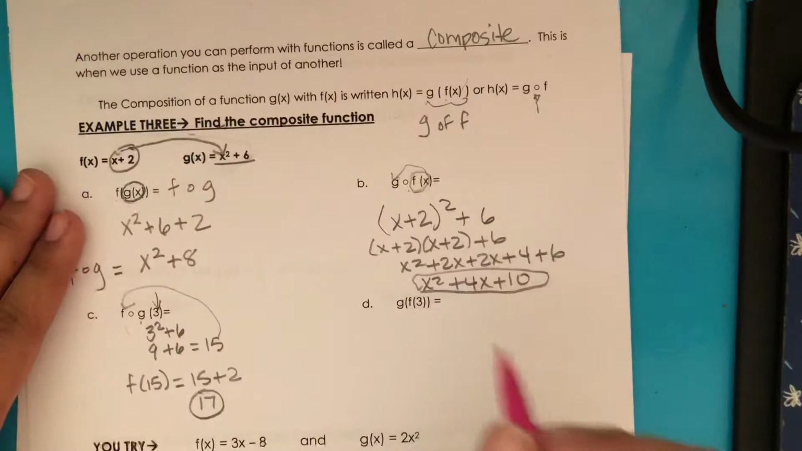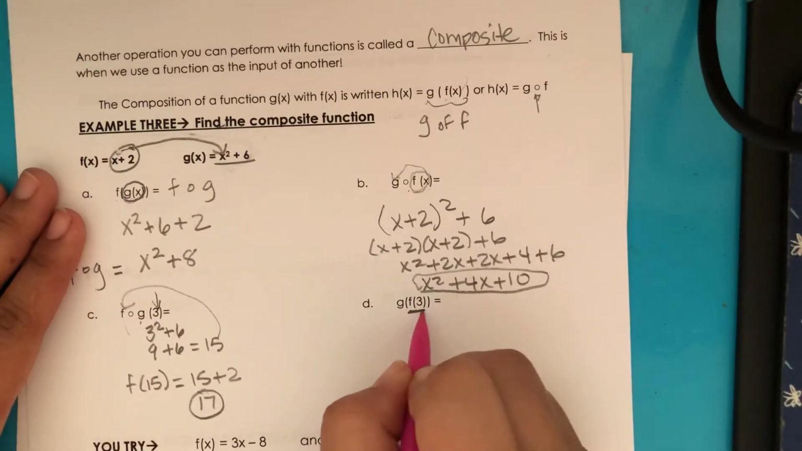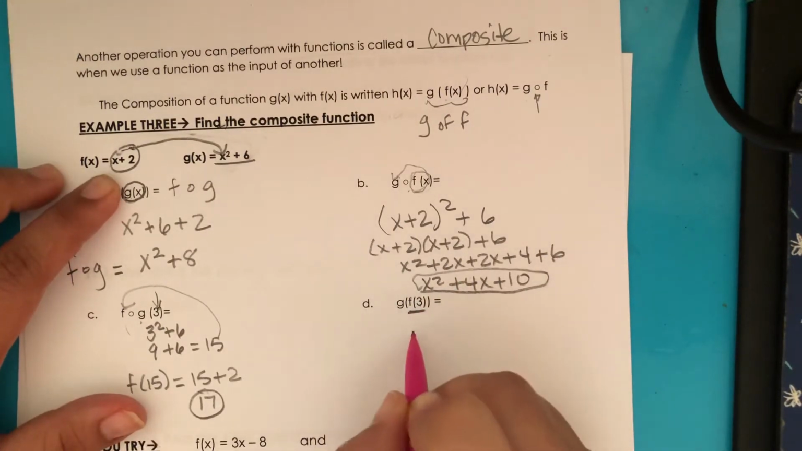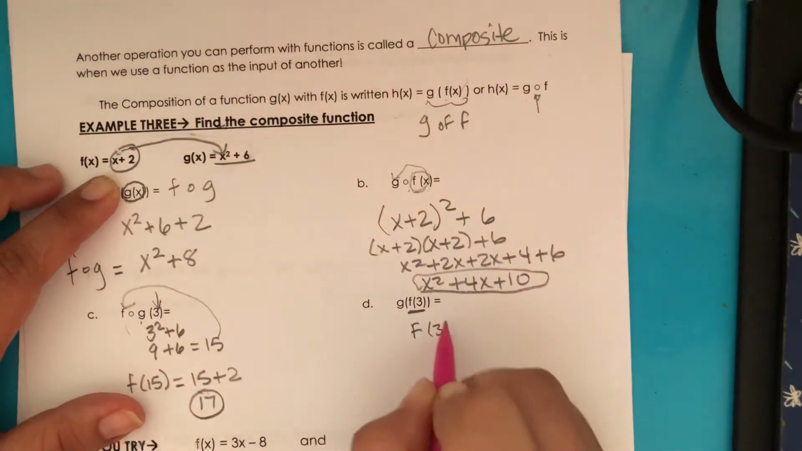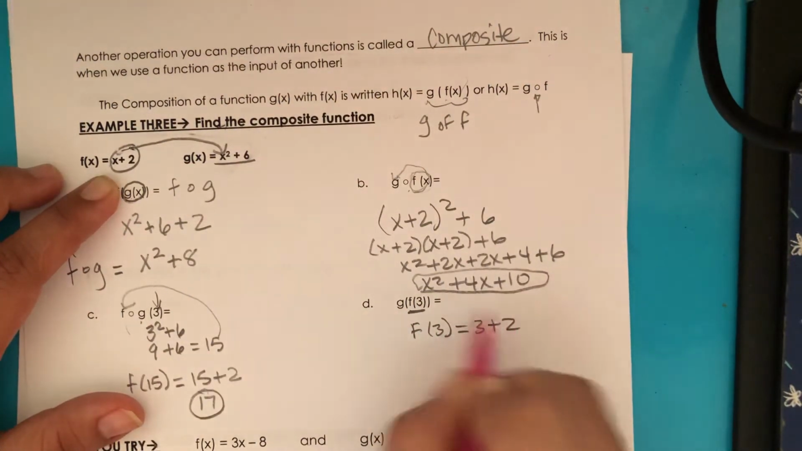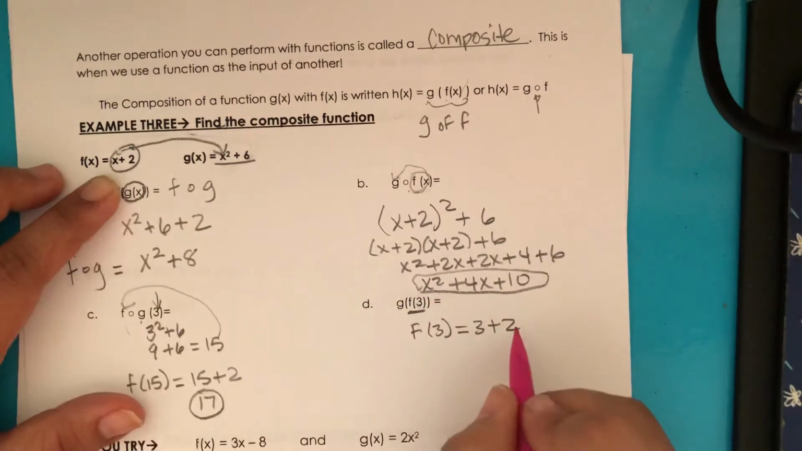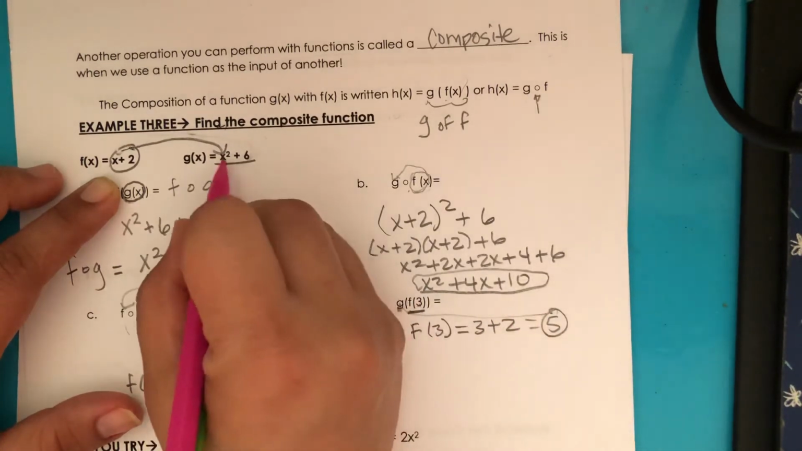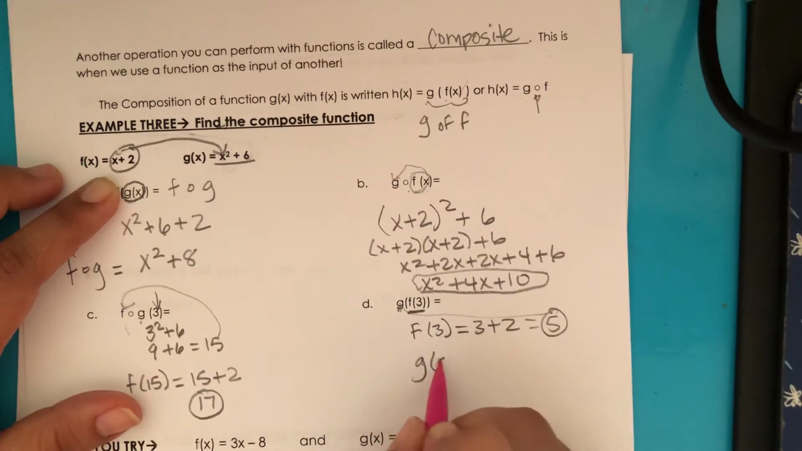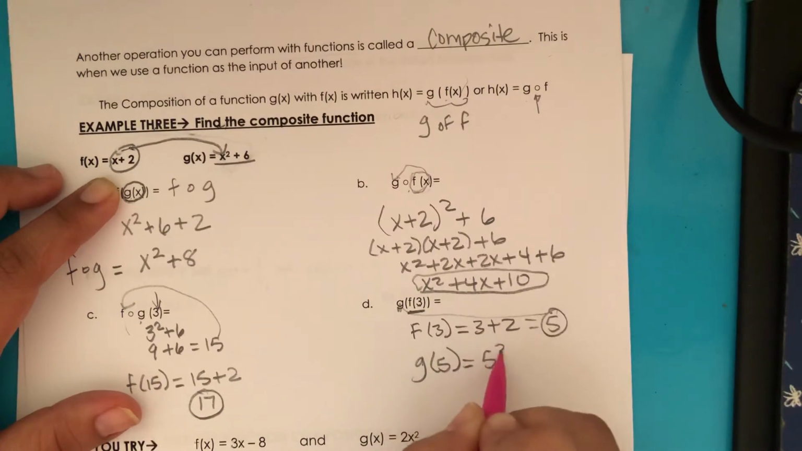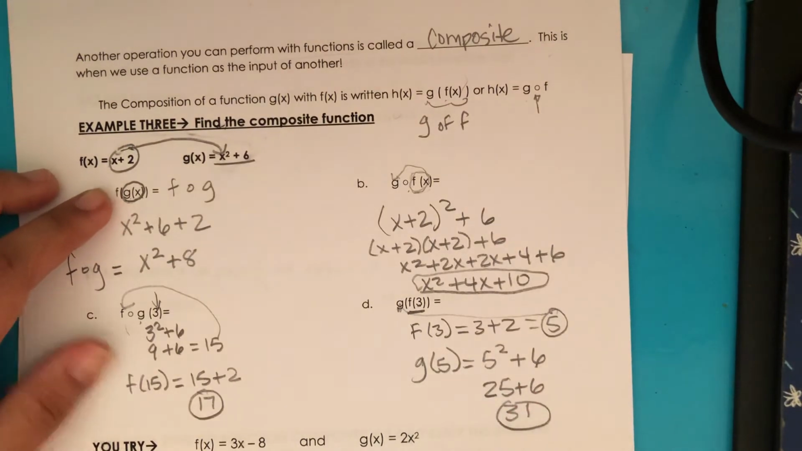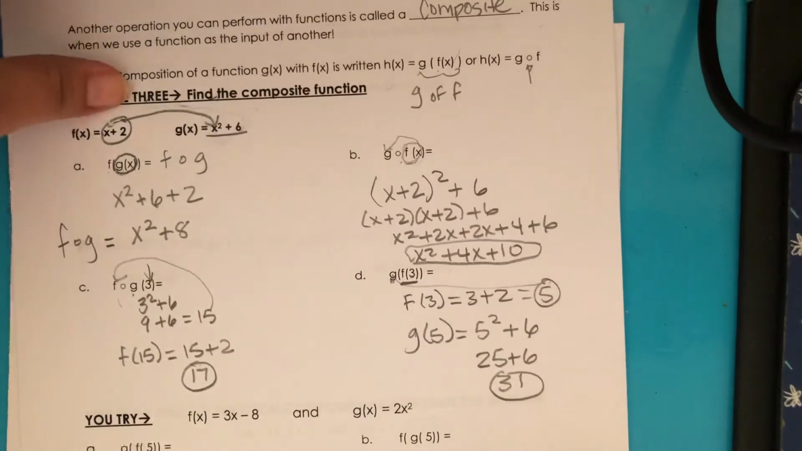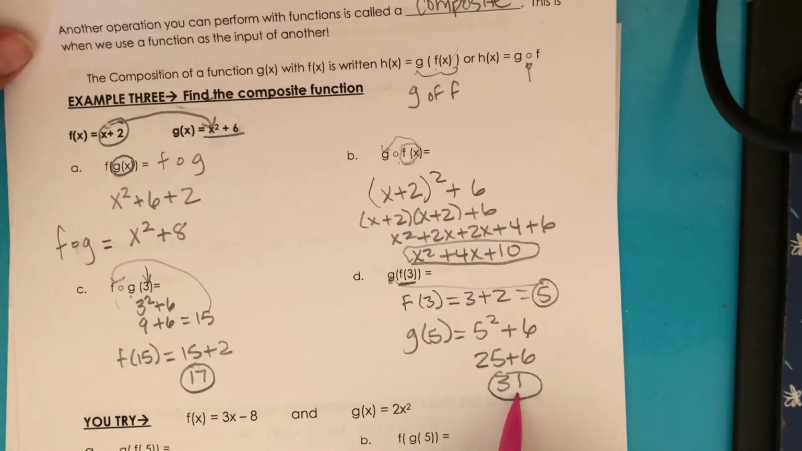Okay. So this one says g of f of 3. So we're going to plug the 3 into the f of x. So f of 3 is 3 plus 2, which is 5. Then this 5 is going to go into the g. So g of 5 is going to be 5 squared plus 6, which is 25 plus 6, which is 31. Okay? So then that would be the answer there.